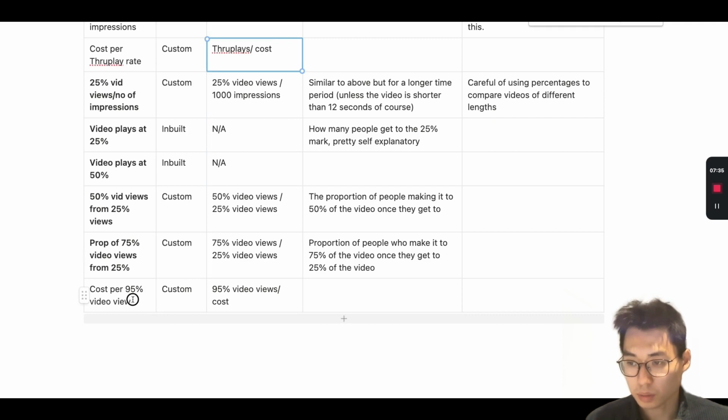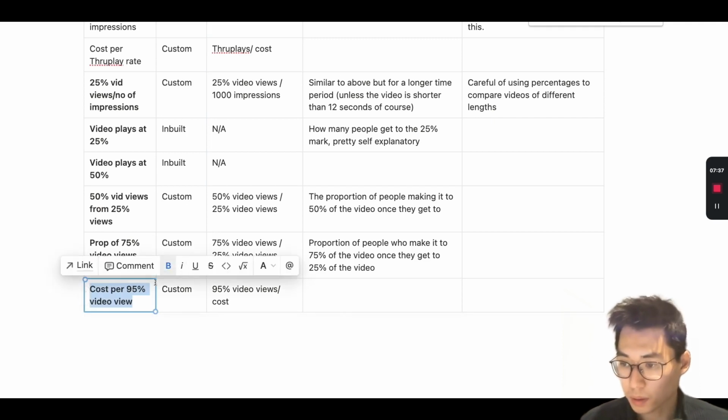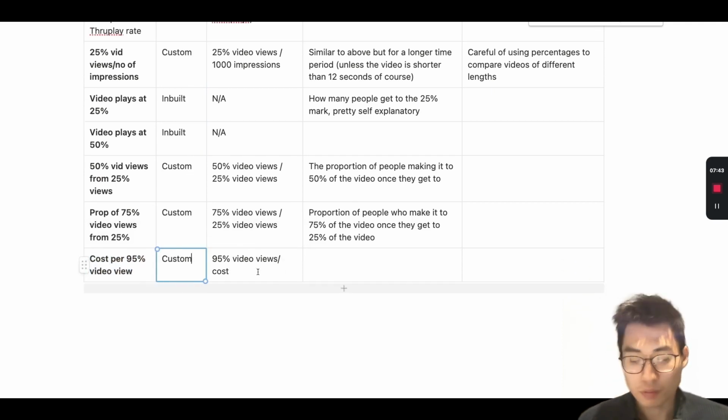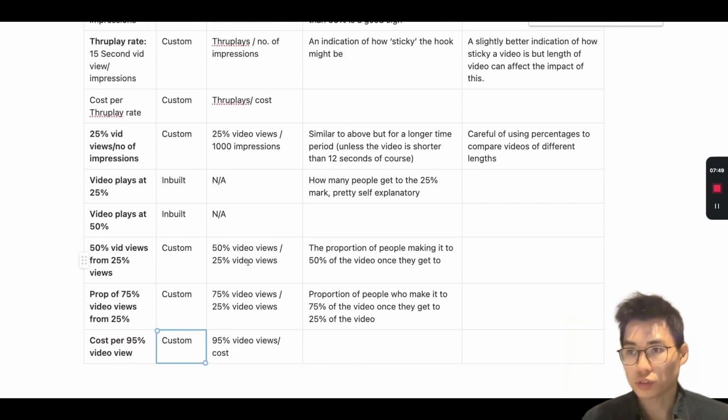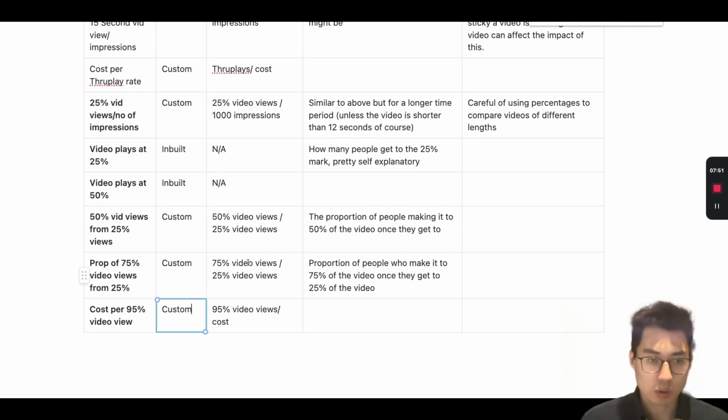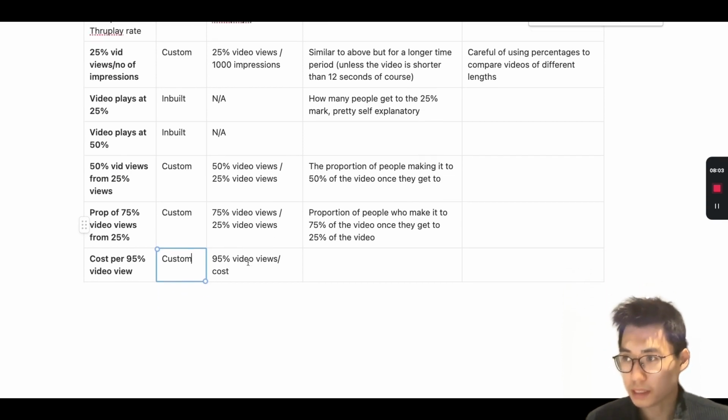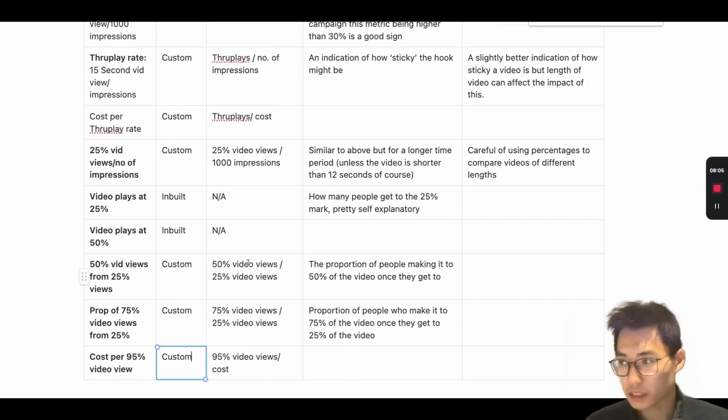Another metric that I sometimes like to use as well is the cost per 95% video rate. For this metric, we're looking at 95% video views divided by the total cost. This gives you an indication of just how cost effective it is to get people to that 95% video point. And of course, if you can get more people to the 95% video point, that indicates you're engaging more people at any given time, and we typically tend to see that indicates an engaging video overall.